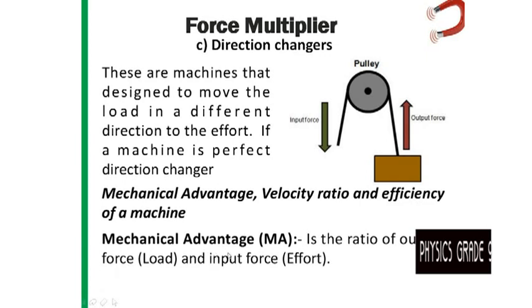Now, the mechanical advantage, usually written as MA, is the ratio of the output force, the load, and the input force, the effort. So, in other words, we can write the mechanical advantage as follows. The mechanical advantage is equal to the load divided by the effort. Now, if that mechanical advantage is 1 or 100%, then we can say we have a perfect machine.